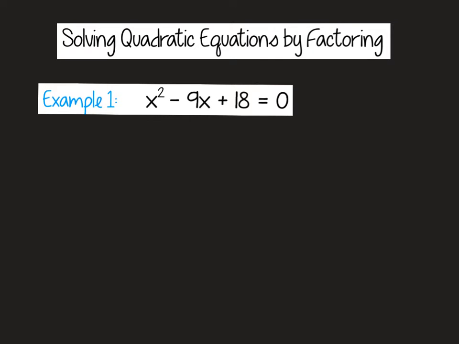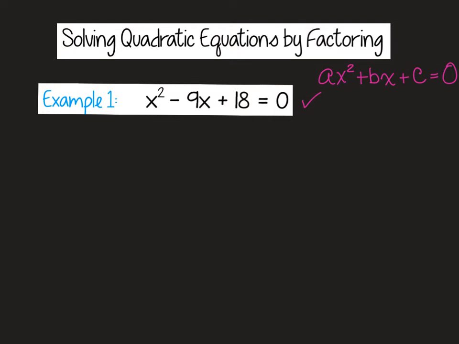Okay, today we're going to learn how to solve quadratic equations by factoring. The very first thing that you have to make sure of is that the equation is in standard form. So as a reminder, standard form is ax squared plus bx plus c equals 0, okay? So we can see that example 1 is in standard form. And so the next thing that we'll do is we will factor the left side.